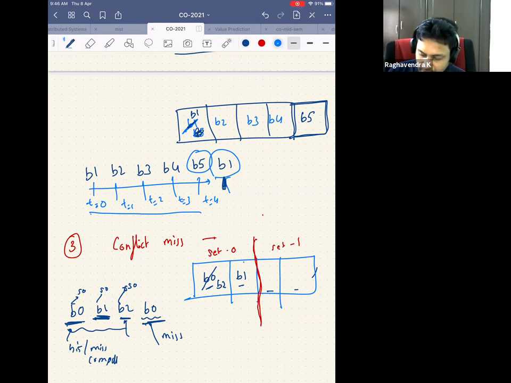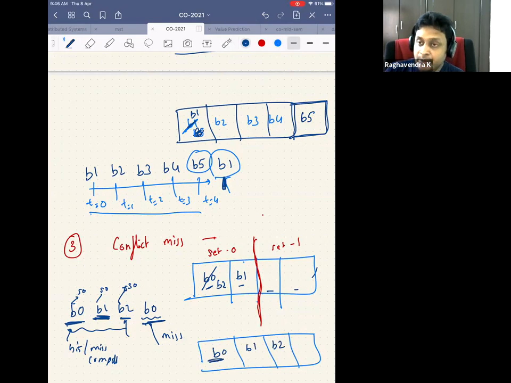So how would it have looked if it was not a two-way associative cache? It would have looked something like this. I would have kept B0 here, B1 here, B2 here. Then if the CPU had generated B0, it would have been a hit. But since I am considering a two-way associative cache, this B0 is a miss. So it is not a capacity miss, but it's a conflict miss. And why is it a conflict miss? Because in a given set, there was a conflict between block 0 and block 2. That's why I picked out block 0 and kept B2 in that position. So when the CPU actually generated the address B0, it was a miss. So this is called a conflict miss.